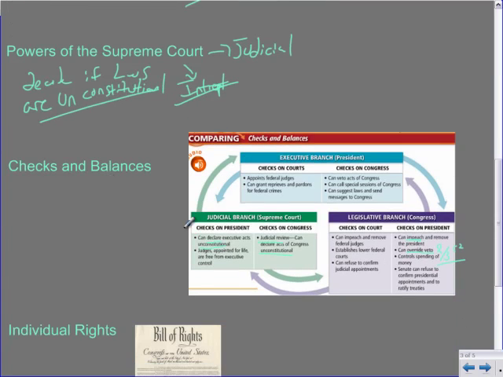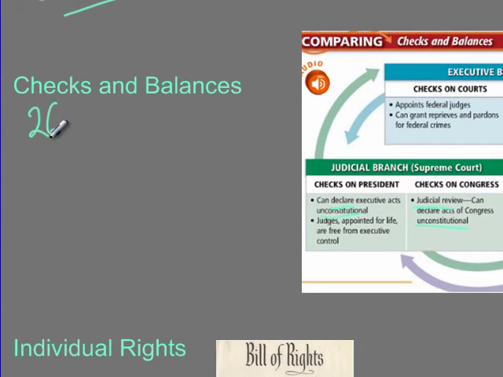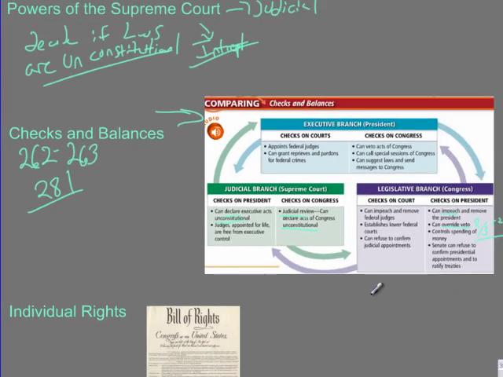Now, all of these things together, all of these different powers that each of these branches have, work with one another in a system that we call checks and balances. And if you want to read about checks and balances, we're talking 262, 263, and then also there is a chart on page 281. It's actually this chart. How convenient. It will show you how the president checks on Congress, and Congress checks on the president, and both of those check on the judicial branch, and the judicial branch checks on both the other ones, and all this kind of stuff. But just check out that chart.